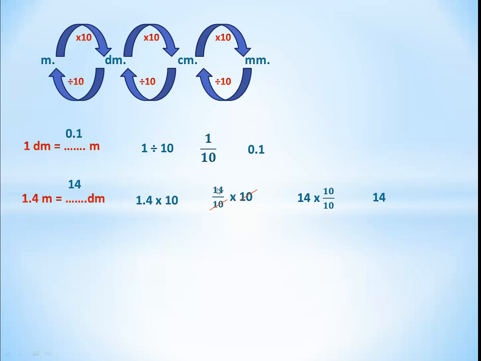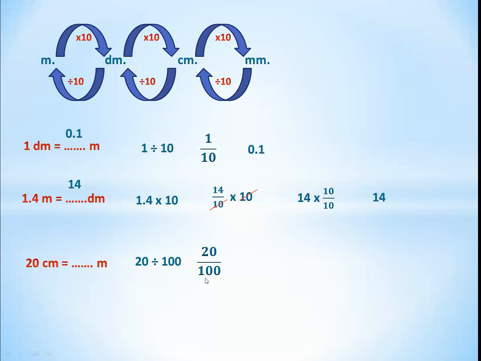When we multiply 14 over 10 times 10, here we have in the numerator the number 10 and in the denominator the number 10. So we have two numbers that are equal. We can cross these two numbers with each other. It will be 14. 20 centimeter to meter. From centimeter to meter, we are going to divide by 100. So it will be 20 divided by 100, which is 20 over 100.